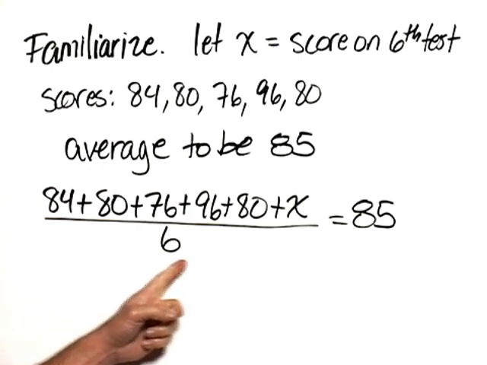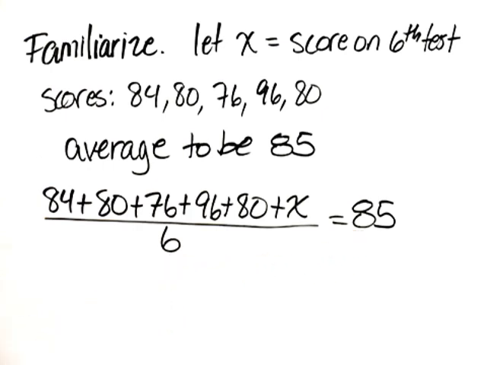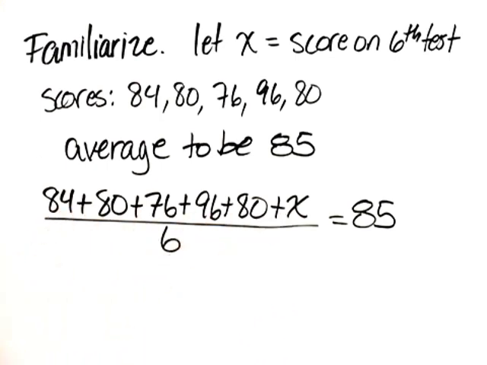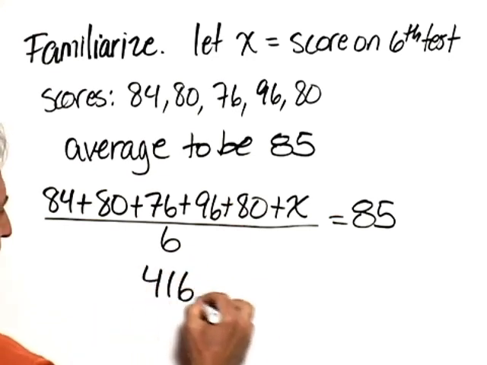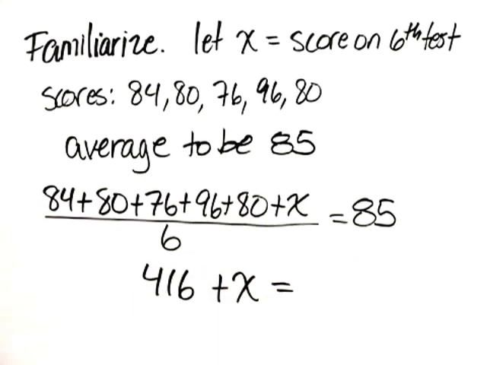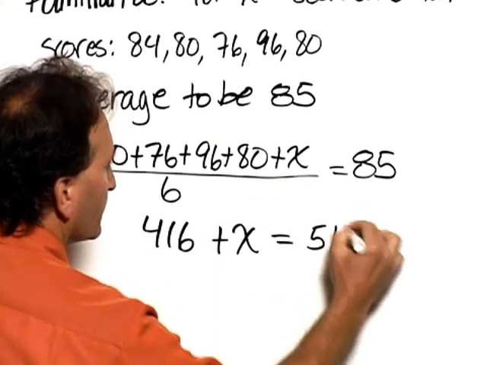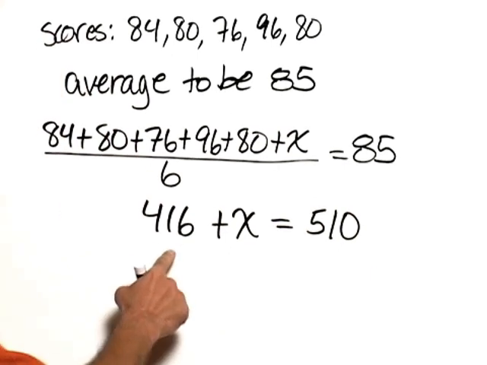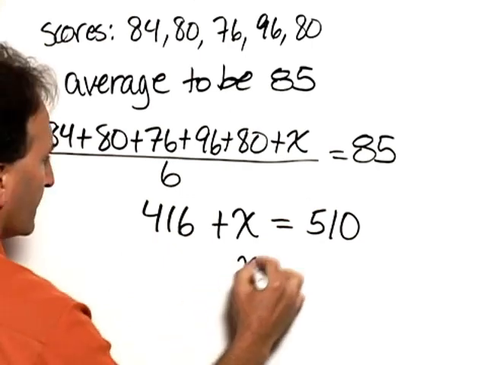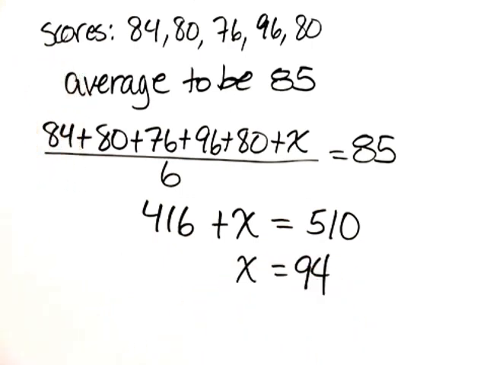Now, we will multiply both sides by 6. That, of course, will allow us to remove a factor of 1 from this side, leaving us just with the sum above. Let's add these numbers together, and they total 416 plus x, and then 6 multiplied times 85 is 510. Subtracting 416 from each side gives us x equals 94.